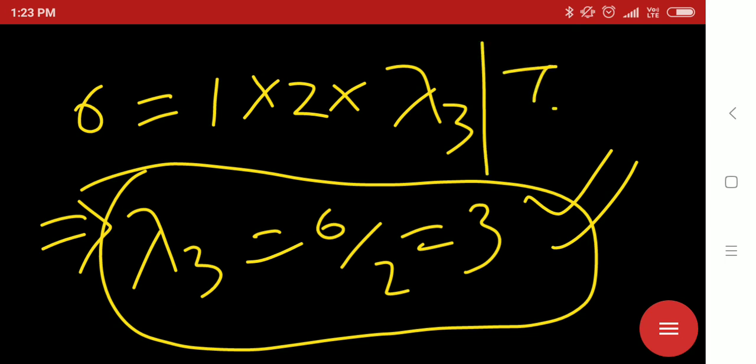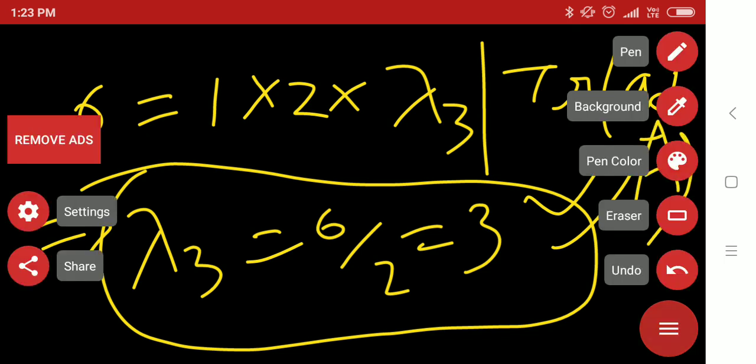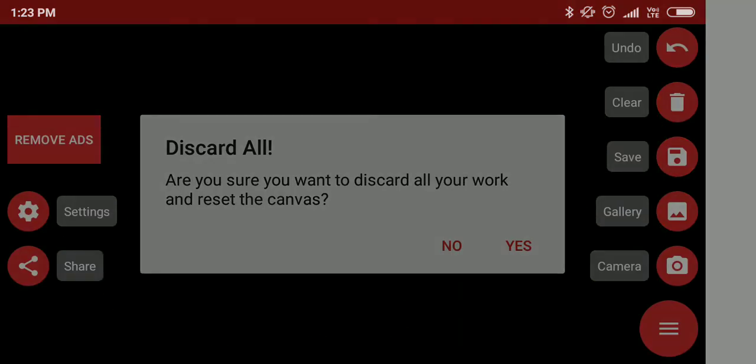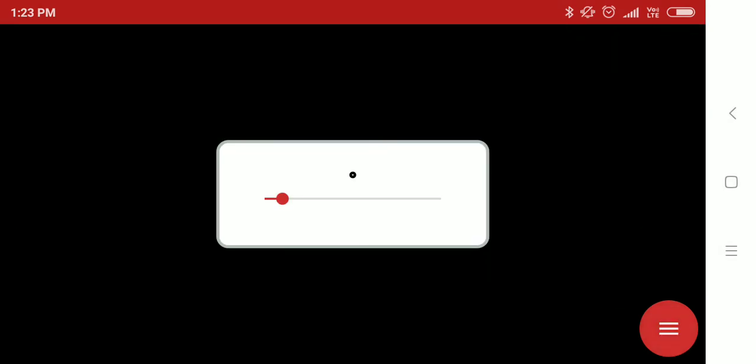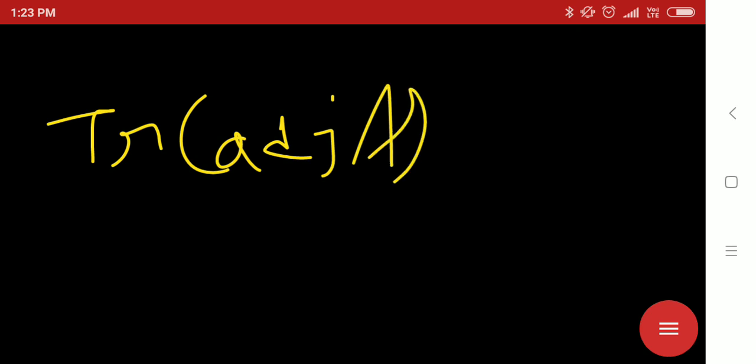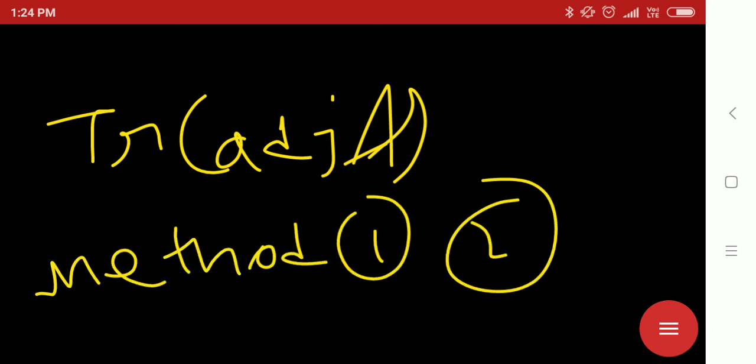Now the next question is the trace of adjoint of A. Let's go for it. The next question is the trace of adjoint of A. For obtaining the trace of adjoint of A, we will use two methods, method 1 and method 2. We will obtain this by two methods. Method 1.